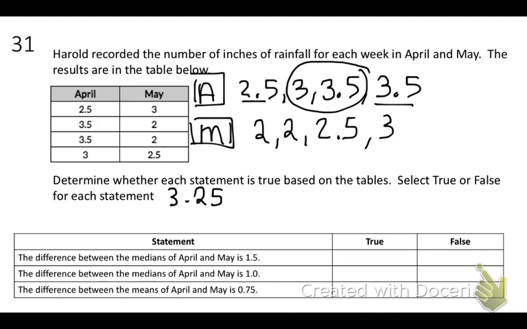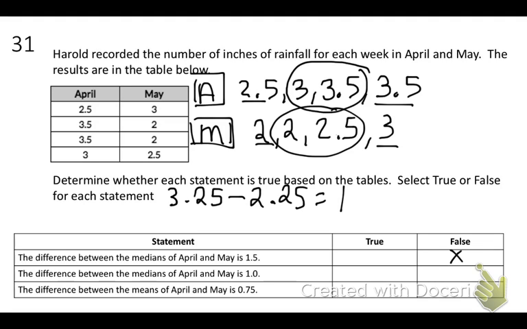All right, and the same thing has to happen here. I have to add 2 plus 2.5 and divide. So 2 plus 2.5 is 4.5, divided by 2 is 2.25. So to find the difference, I need to subtract the 2.25, and I get a difference of 1. All right, 3.25 minus 2.25 is 1. So the difference between the medians of April and May is 1.5 is false.